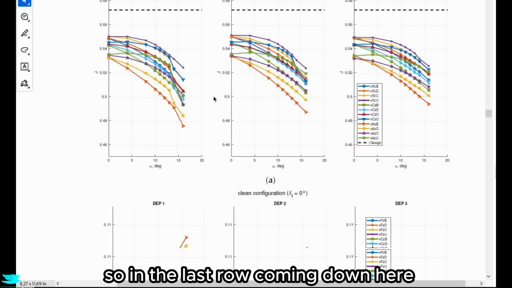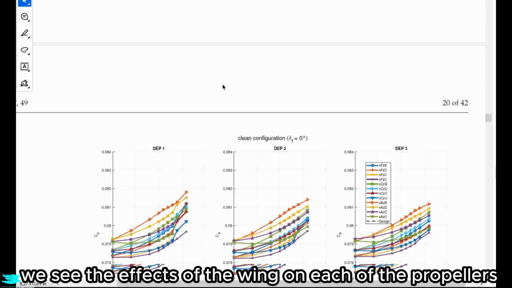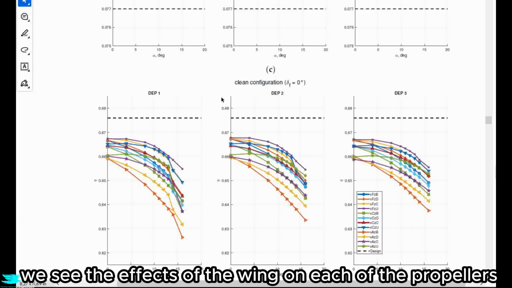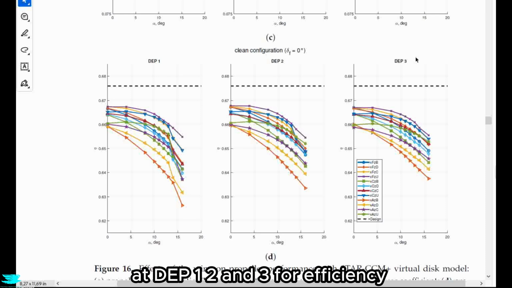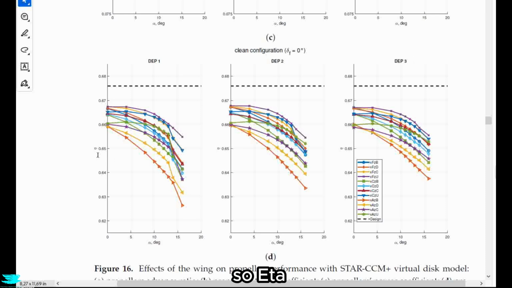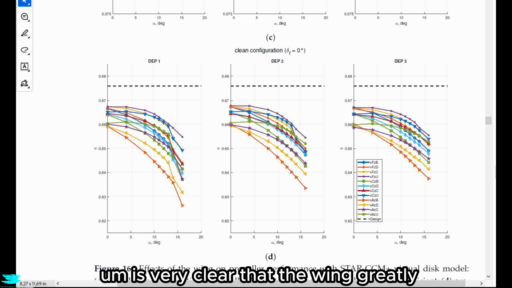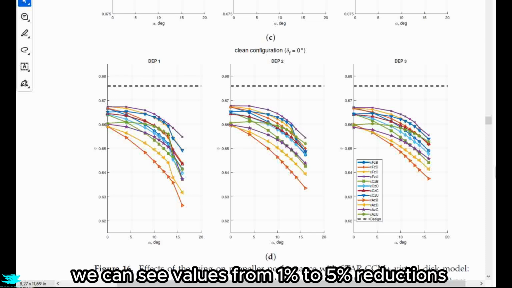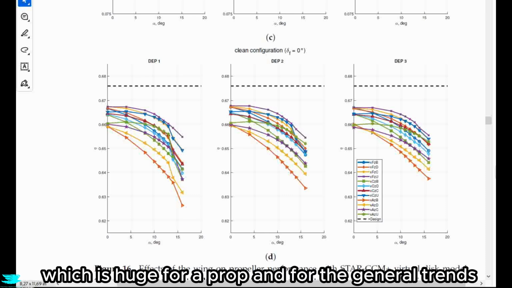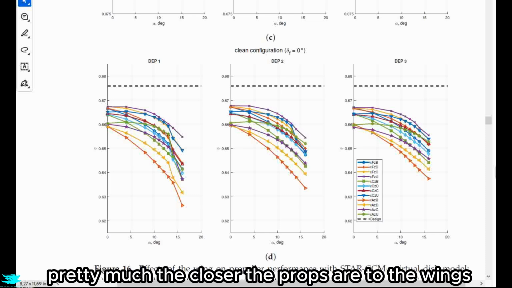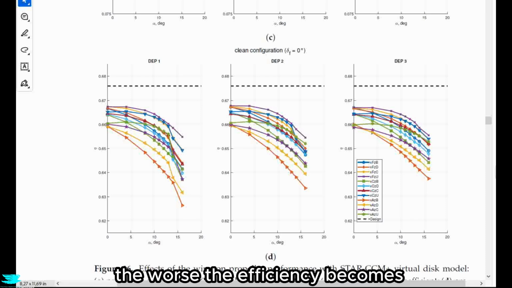So in the last row, coming down here, we see the effects of the wing on each of the propellers at depth 1, 2, and 3 for the efficiency, so eta. And as angle of attack goes from 0 degrees to 16 degrees, it is very clear that the wing greatly reduces the efficiency. I mean, we can see values from 1% to 5% reductions, which is huge for a prop. And for the general trends, pretty much the closer the props are to the wings, the worse efficiency becomes.